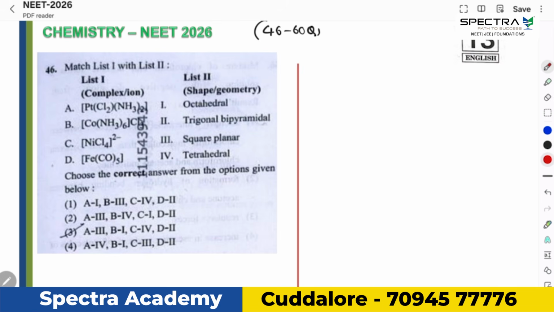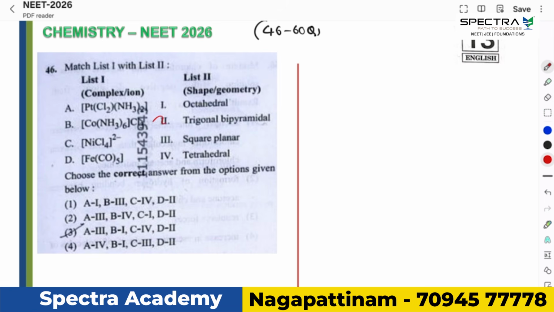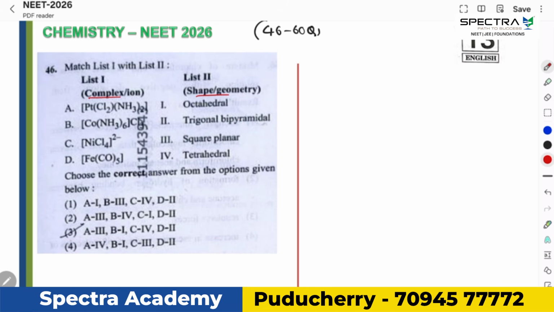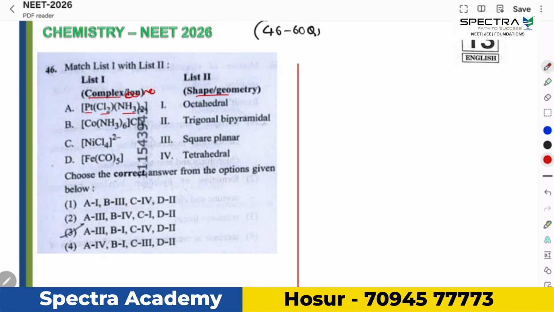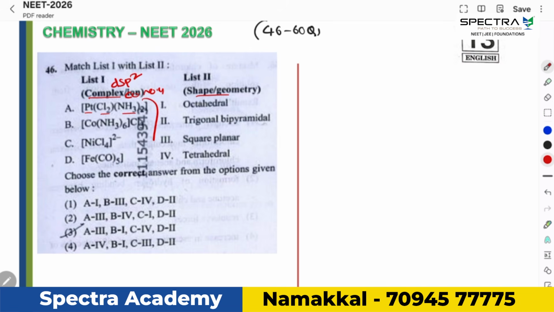So let's see question number 46. They are giving the complexes and their hybridization and geometry. Here platinum is surrounded by 2 chlorine atoms and 2 ammonia, so the coordination number is 4. Because of the strong field ligand like ammonia, it is dsp2 hybridization, which is nothing but square planar. So A is 3.